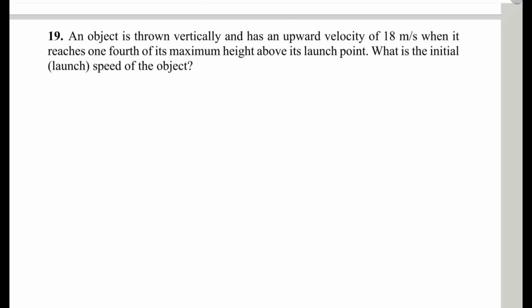An object is thrown vertically and has an upward velocity of 18 meters per second when it reaches 1/4 of its maximum height above its launch point. What is the initial launch speed of the object? Now here's the situation. An object is thrown vertically, and when the velocity equals 18 meters per second, the height will be 1/4 of the maximum height. Now the question is, what's the initial velocity?